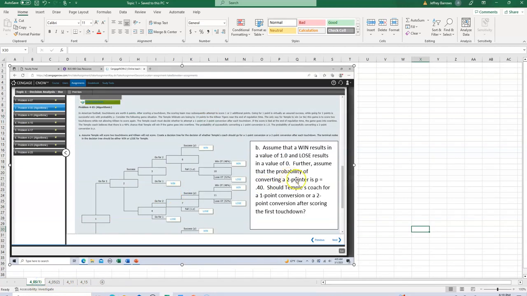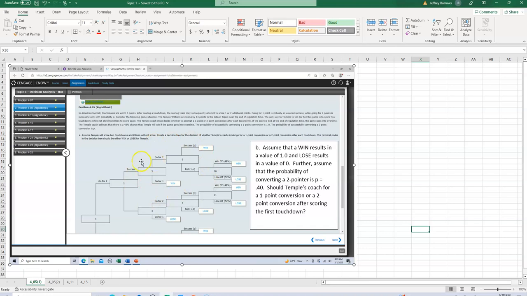If you go back here in the question, we're going to set up this table in your homework. The first thing you're going to do is fill in these tags: you're either going to win the game or lose the game, based on the decisions and the outcomes. Over here it says for part B, assume that a win results in a value of 1 and a loss results in a value of 0. Further assume that the probability of converting a 2-pointer, yes, that's where I put mine, is 0.4. Should Temple's coach go for a 1-point or 2-point conversion after scoring the first touchdown?